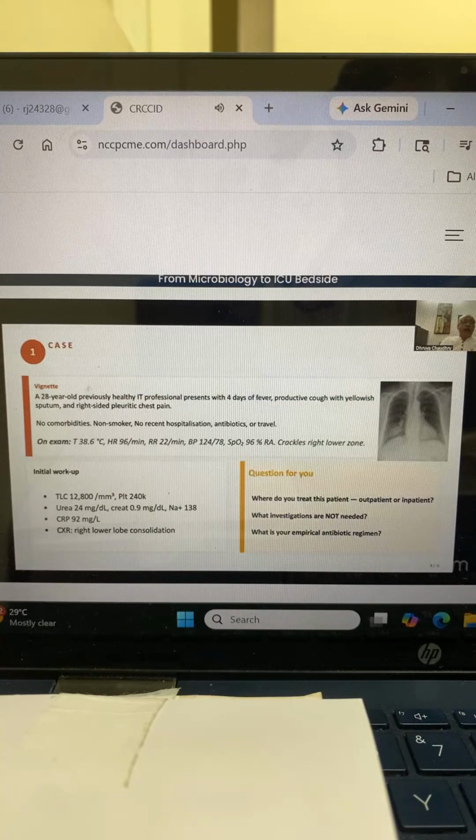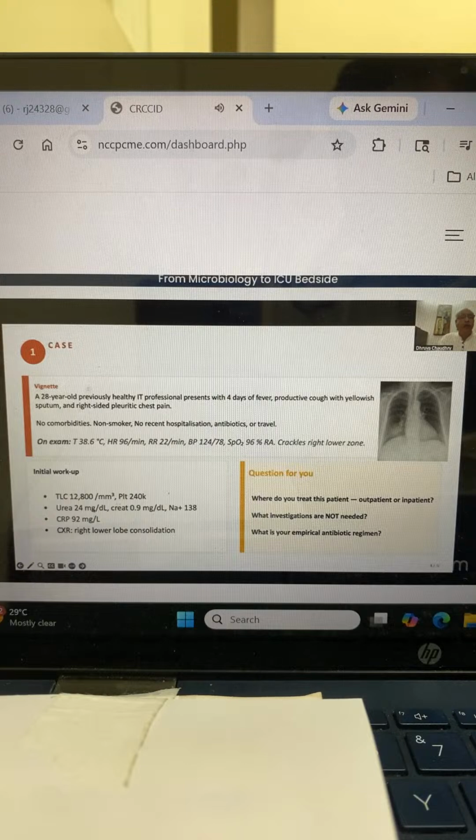Now let's look quickly at a case. A 28-year-old previously healthy IT professional, 4 days of fever, productive cough with yellow sputum and right-sided pleuritic chest pain. The person was febrile, with a heart rate of nearly 96 per minute, respiratory rate not markedly raised, BP normal, saturation normal, but on clinical examination we had crackles in the right lower zone, and when we looked at the X-ray, there was a patch here, a consolidation. You see consolidation with an air bronchogram, and this is what we are seeing in the right lower zone.